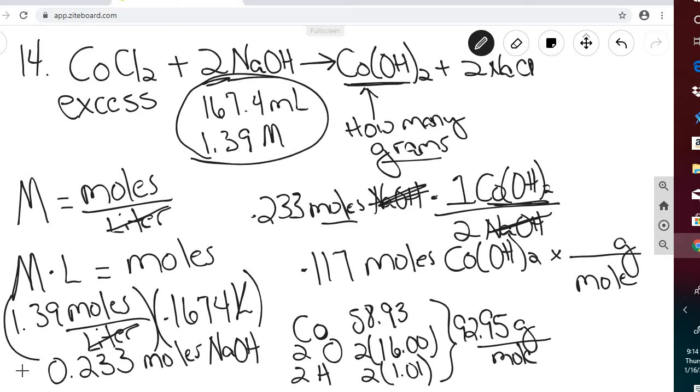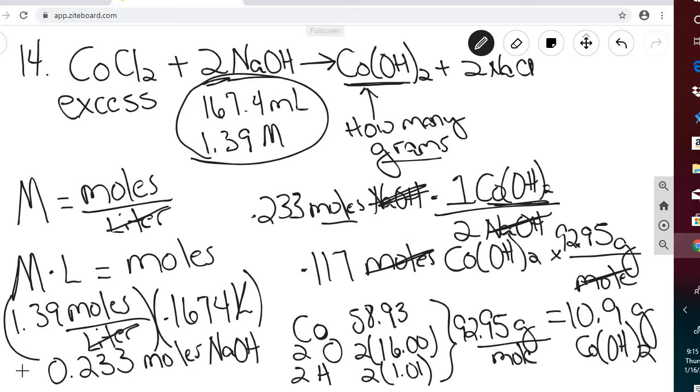Okay, so we put that number up here, 92.95 grams in a mole. Do the multiplication, 0.117 times 92.95. The moles are going to cancel here, and your answer will be in grams. With 3 significant figures, you should get 10.9 grams of the cobalt hydroxide. Okay, that's our answer. That's what we were asked to solve for right there.